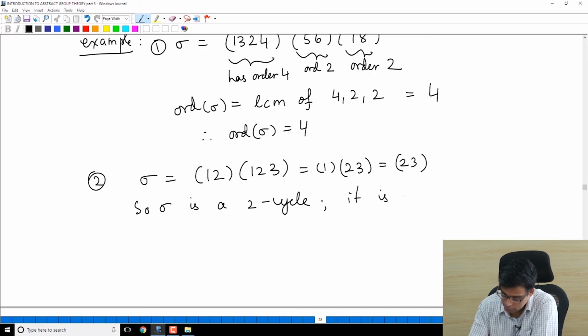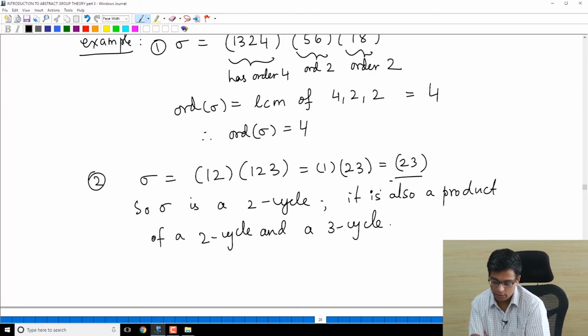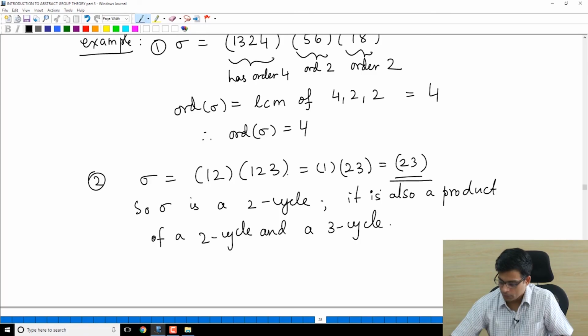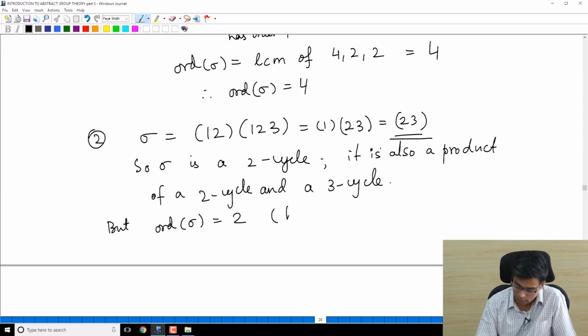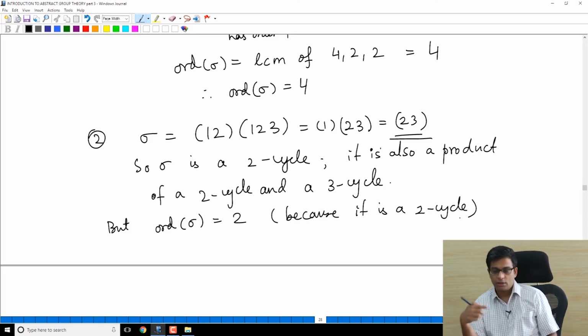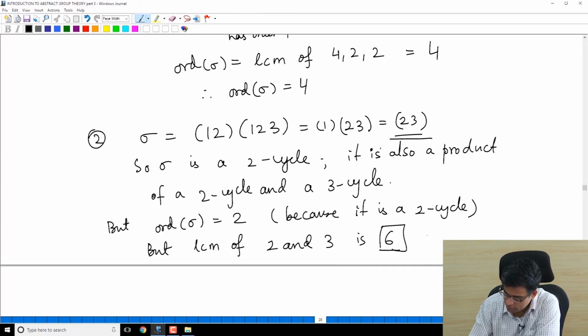but it is also a product of a 2 cycle and a 3 cycle. Sigma is a 2 cycle, but it's also a product of the 2 cycle (1 2) and the 3 cycle (1 2 3). If the proposition applied to any product, the order of sigma actually is 2 because it's a 2 cycle. And we have already proved in a previous proposition that a k cycle has order k. So the order of sigma is 2, but the LCM of 2 and 3 is 6. 6 is different from 2, right?